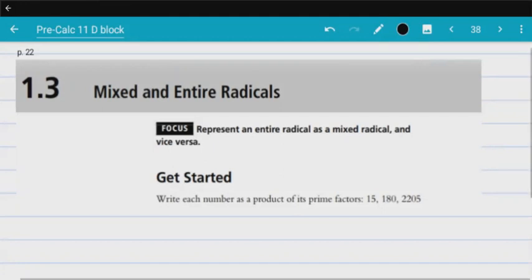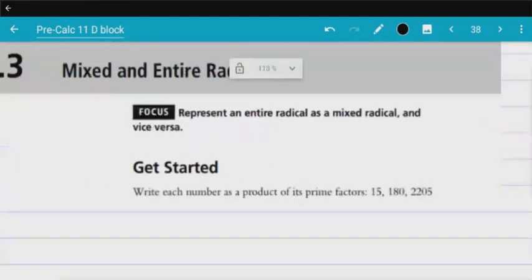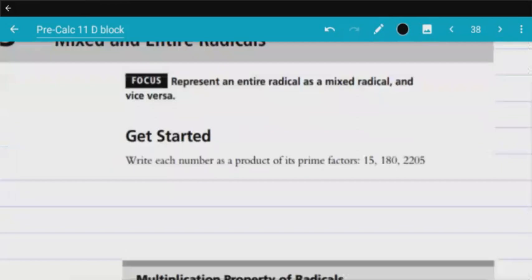Here we go. Write each number as a product of the prime factors. Okay, 15. Well, what are prime factors? Prime factors are those numbers whose factors are only 1 and itself. For example, 3 is prime because the factors are 3 and 1. 5 would be 5 and 1. And 15 would be equal to 3 times 5, right? That's about it.